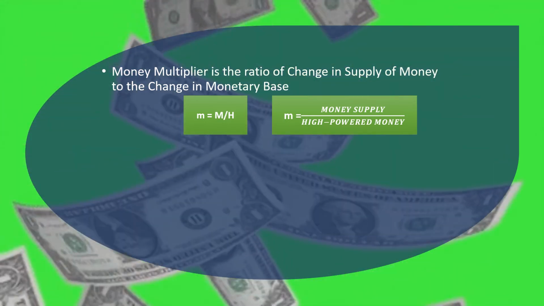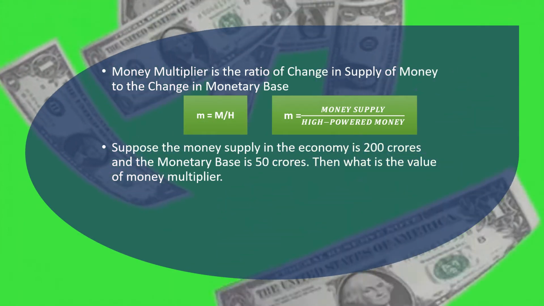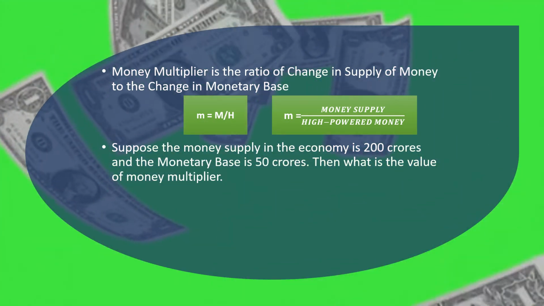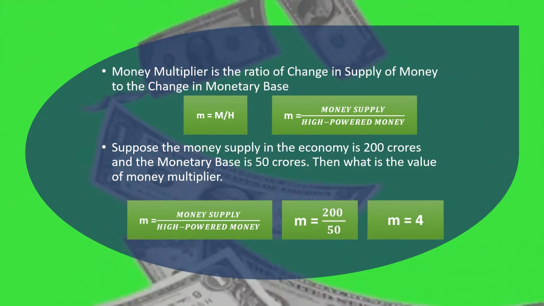Now let's solve a problem. Suppose the money supply in the economy is 200 crores and the monetary base is 50 crores, then what would be the value of money multiplier? Using the same formula, we find out the value as 4.